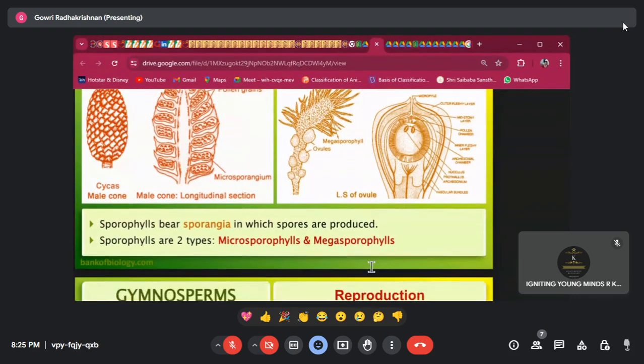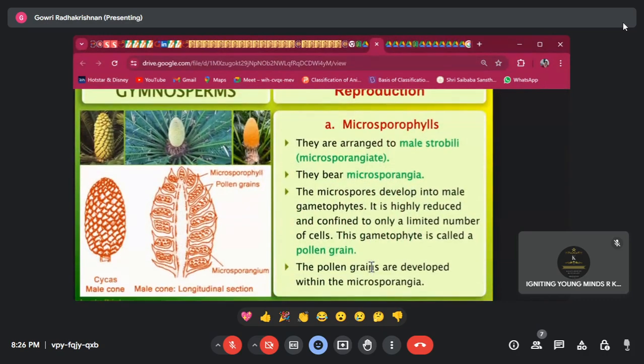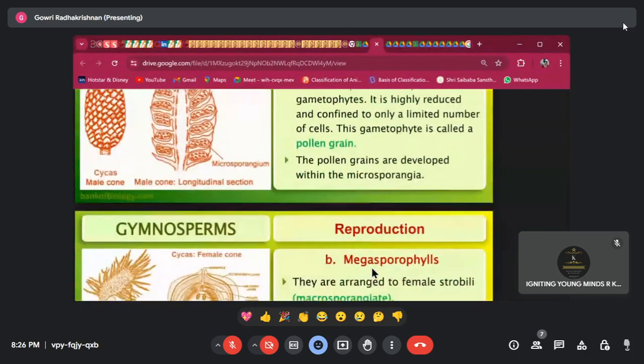The sporophylls bear sporangia in which spores are produced. Sporophylls are of two types, microsporophylls and megasporophylls. Microsporophylls are arranged in male strobili or microsporangiate. They bear microsporangia. The microspores develop into the male gametophyte. It is highly reduced and confined to only a limited number of cells. This gametophyte is called the pollen grain. The pollen grains develop within the microsporangia.